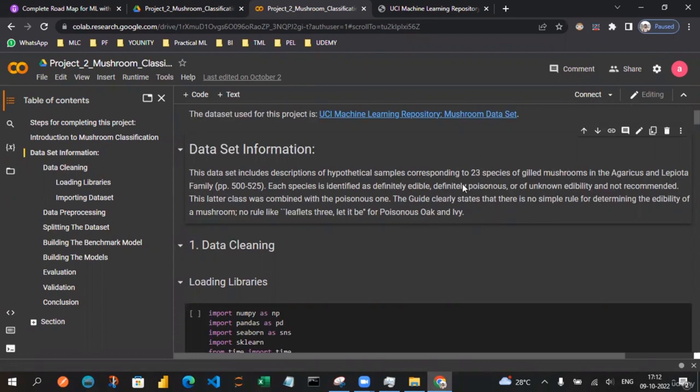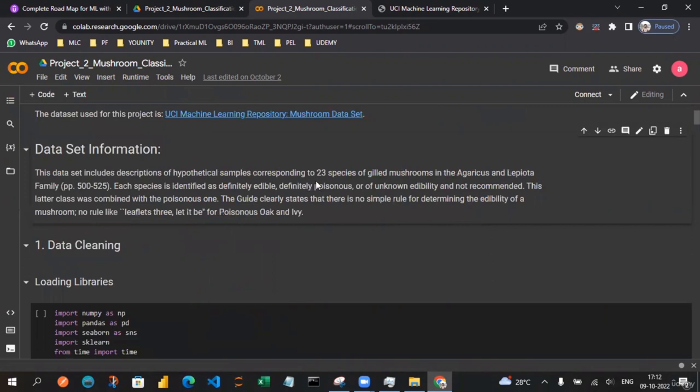So there are 23 species of gilled mushrooms in the Agaricus and also the Lepiota family. For this we would require some domain knowledge from the domain experts. But currently we have the data sets from the UCI repository. They already had a setup made corresponding to whatever domain knowledge we had. So each species is identified as definitely edible or poisonous. These kinds of edibility and poisonous labels are anonymous to many people. So unknown edibility and not recommended, that one also.